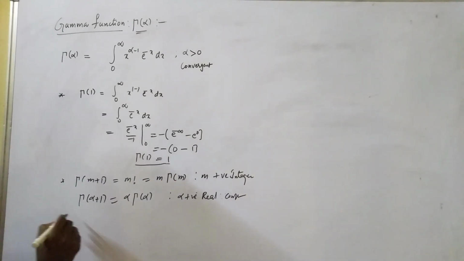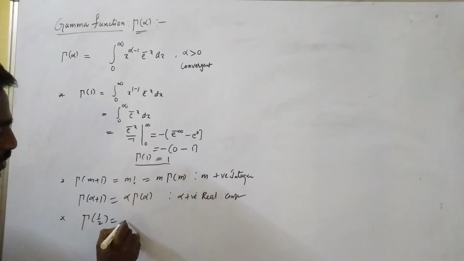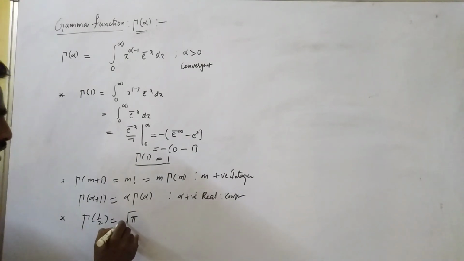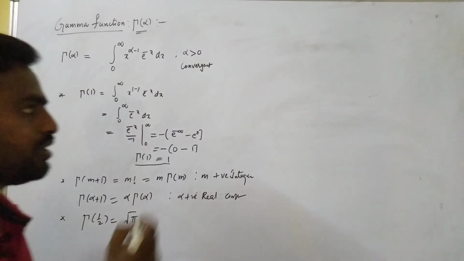Next we have another property: gamma of 1 by 2 is equal to root pi. We have a proof for this value, so I will give the proof in the next class. Finally you should know gamma of 1 by 2 equals root pi.